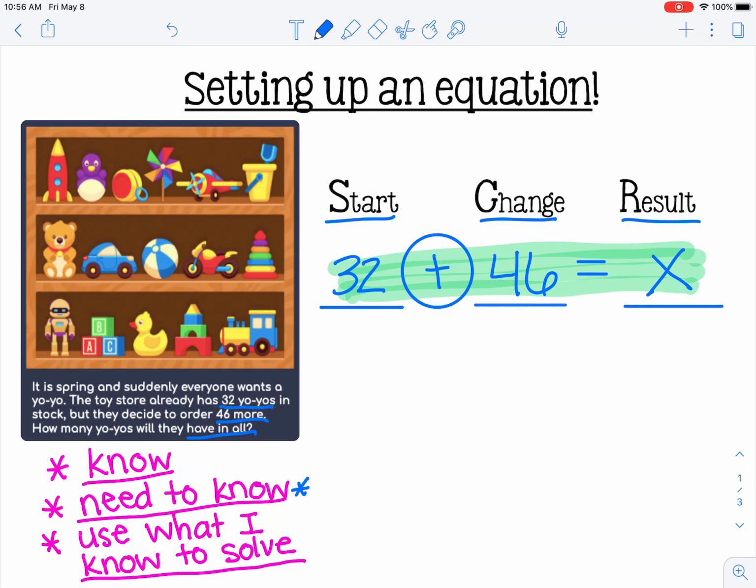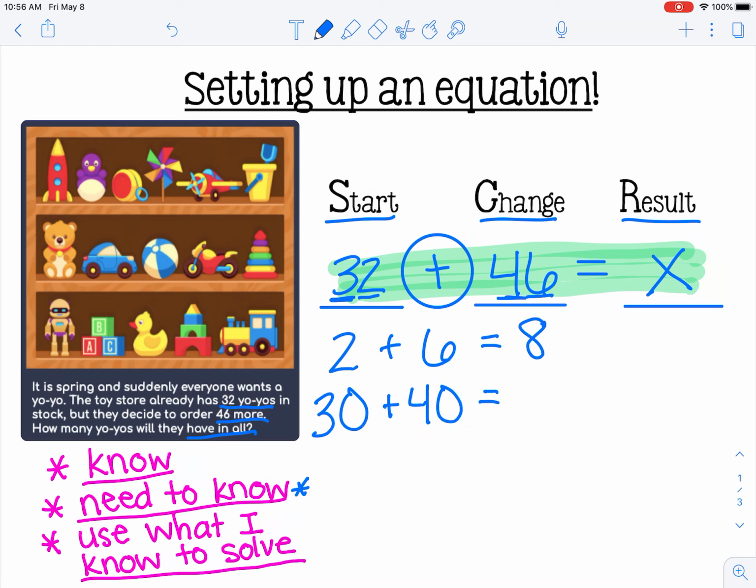So we're going to solve this problem like this. First, we're going to add the ones places together. So the 2 is in the ones place in 32, and the 6 is in the ones place in 46, and 2 plus 6 equals 8. Now I'm going to look at the tens place. This is a 3, but we know because it's 32 that it's actually a 30. And I'm going to look at the 46. The 4 is actually a 40. So I'm going to add 30 plus 40, which is 70.